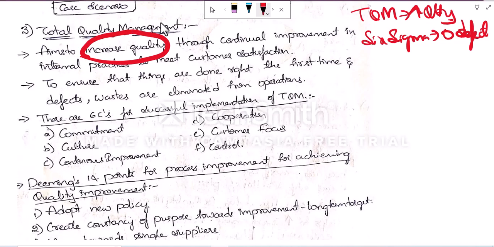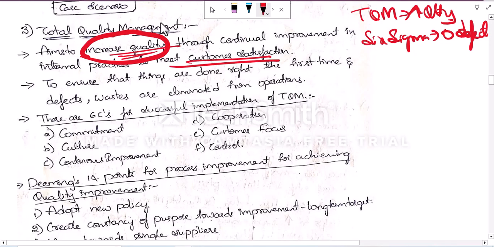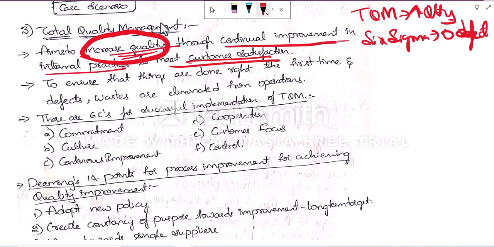So TQM is to increase the quality that will meet the customer satisfaction. So what should it do to increase the quality? It should continuously improve its internal process. Wherever defects are there, it needs to adopt a new process and improve that.